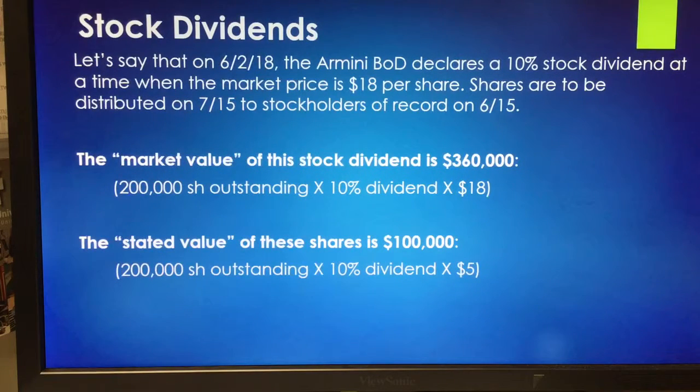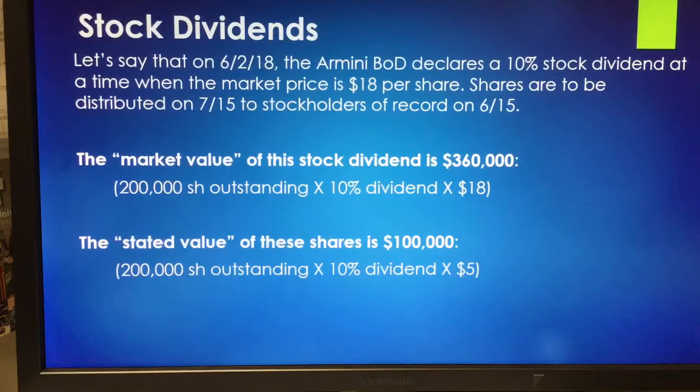Well, let's look at the entries here. On June the 2nd, 2018, Armenia's board of directors declares a 10% stock dividend at a time when the market price is $18 per share. Shares are to be distributed on July 15 to stockholders of record on 6/15.